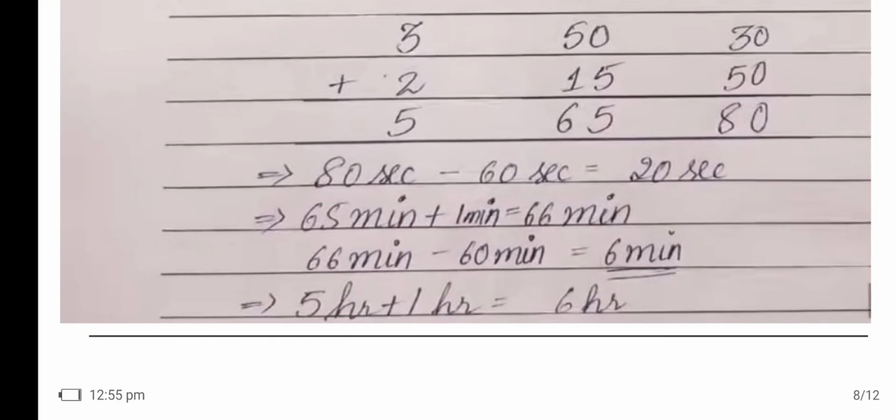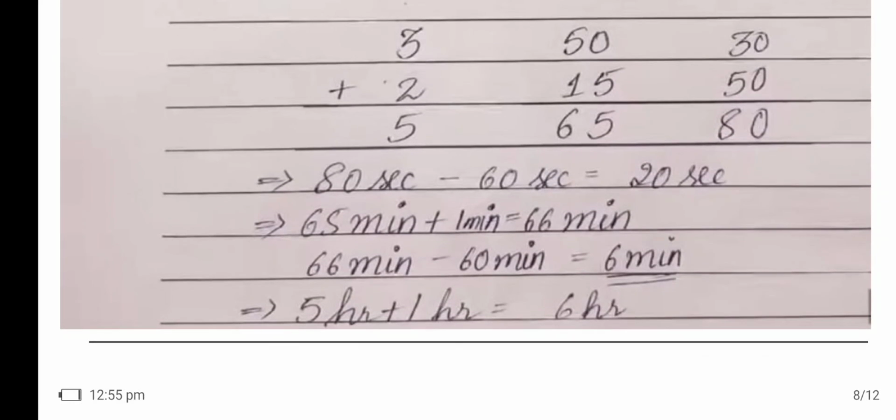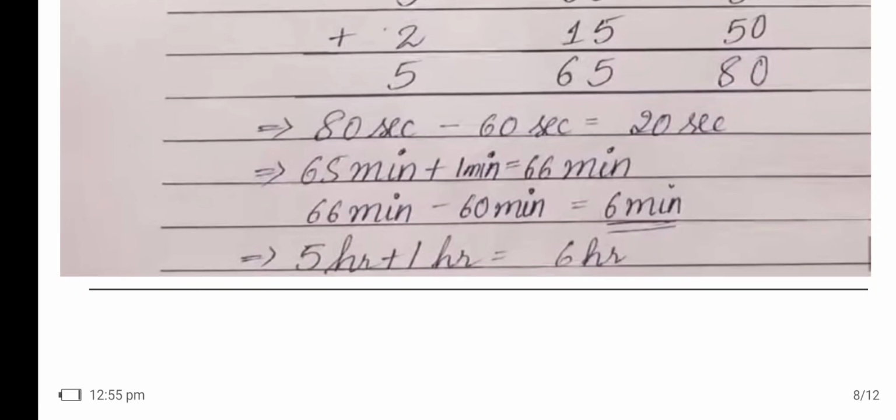So 80 seconds minus 60 seconds is equal to 20 seconds, and we carry 1 minute. 65 minutes plus 1 minute is equal to 66 minutes. Then 66 minutes minus 60 minutes is equal to 6 minutes. So 5 hours plus 1 hour is equal to 6 hours.